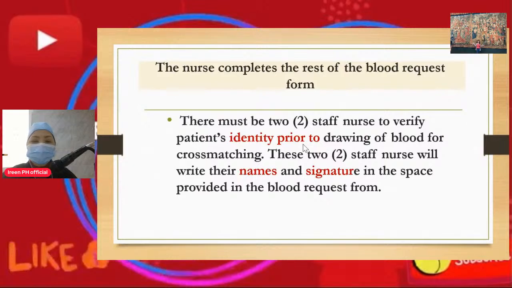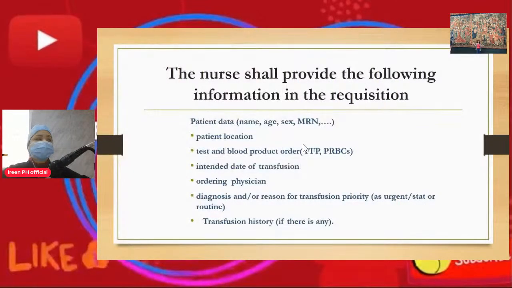The nurse completes the rest of the blood request form. There must be two staff nurses to verify the patient's identity prior to drawing the blood for cross-matching. These two staff nurses will write their names and signatures in the space provided in the blood request form.